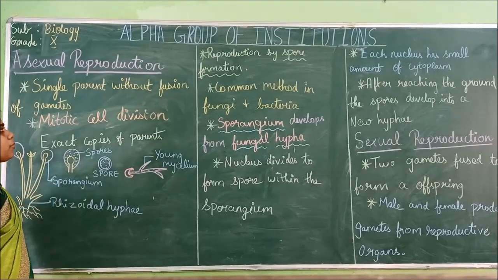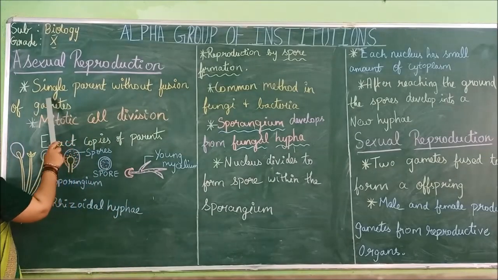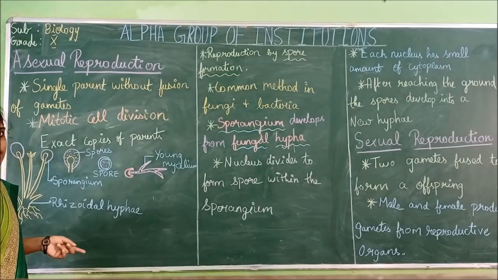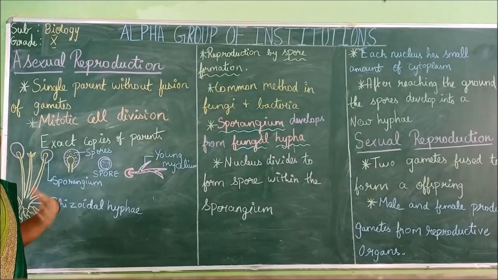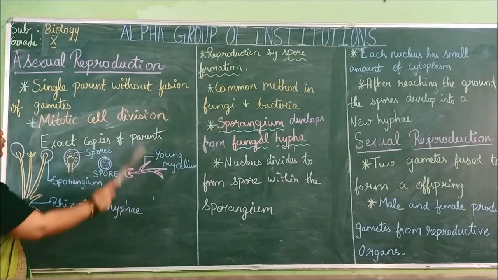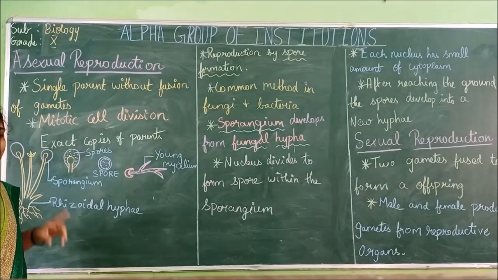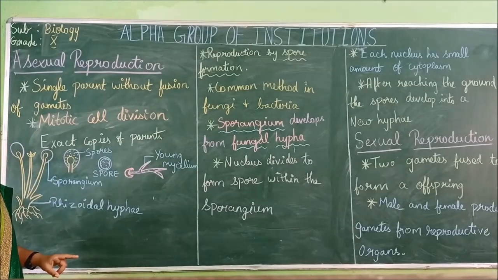Now next is asexual reproduction. In asexual reproduction, what happens? Only a single parent is involved. That is, it may be either male or female, without fusion of gametes. Since only one parent is present, no fusion takes place.